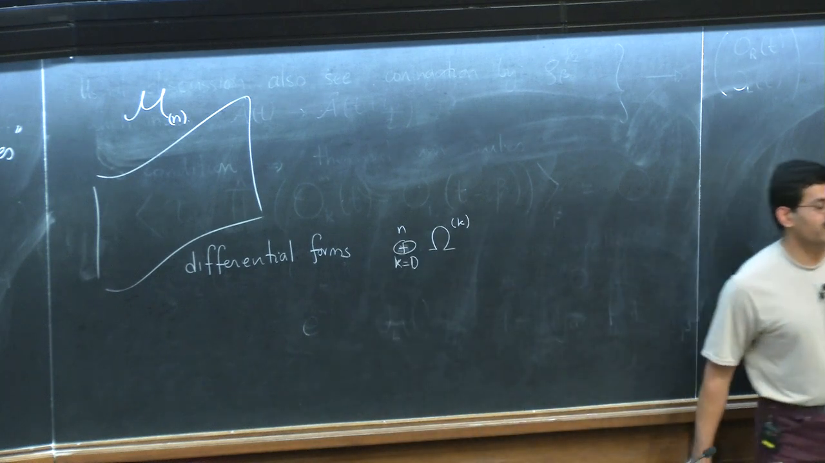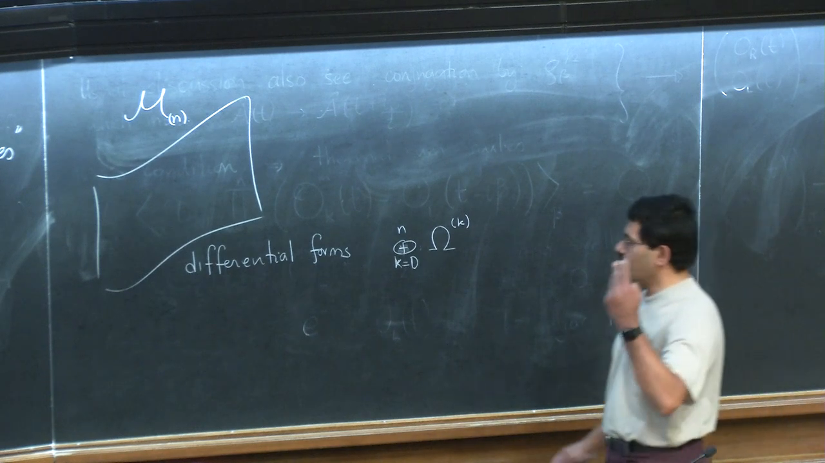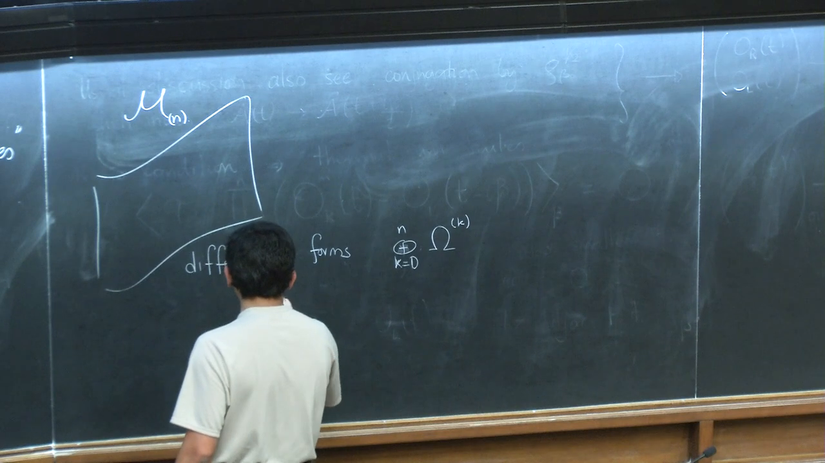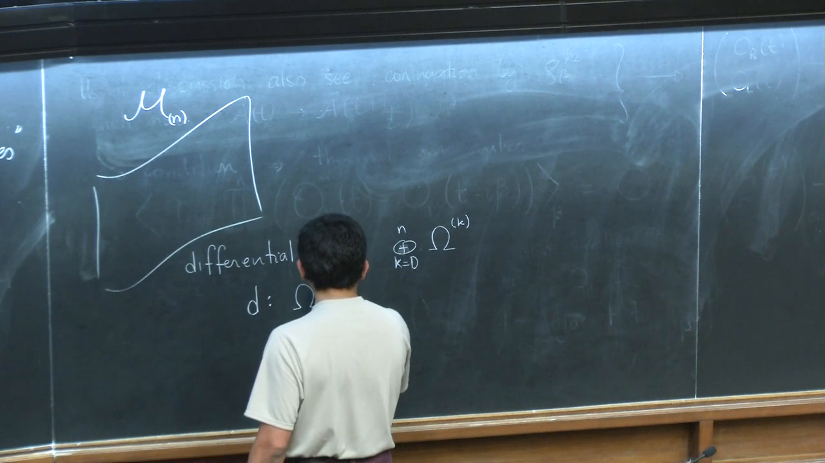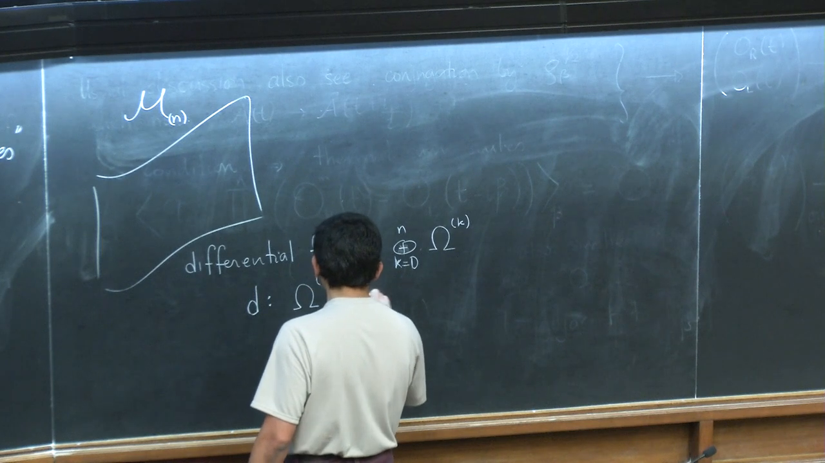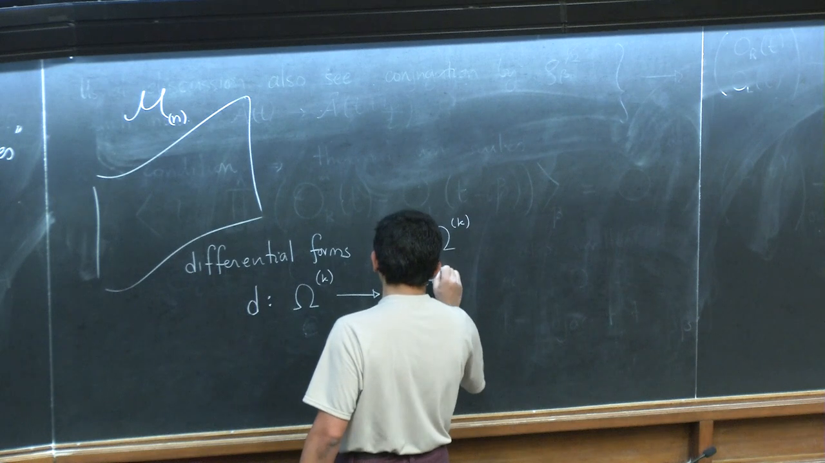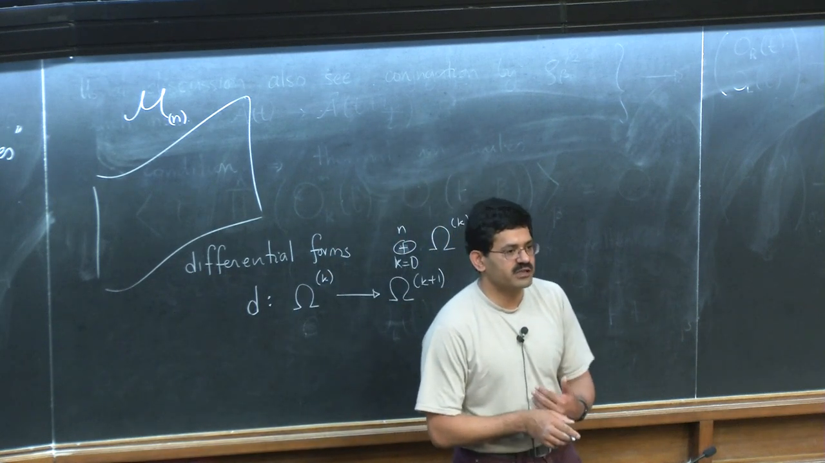On this direct sum, I have one natural operation. I have an exterior derivative, which is a very basic object, which takes a k form to a k plus 1 form. It takes a vector potential in electrodynamics to its field strength.